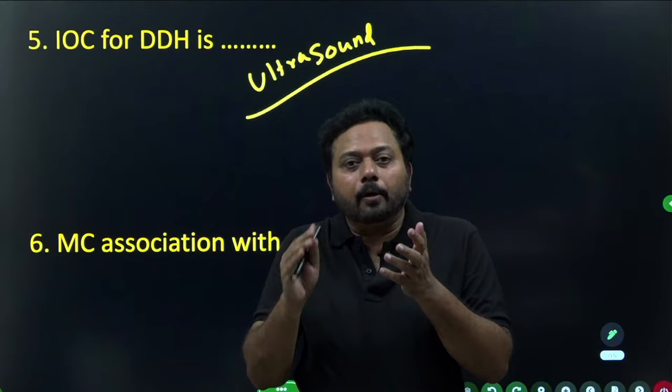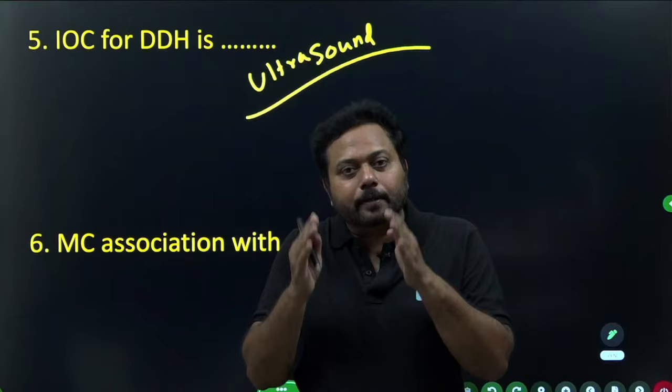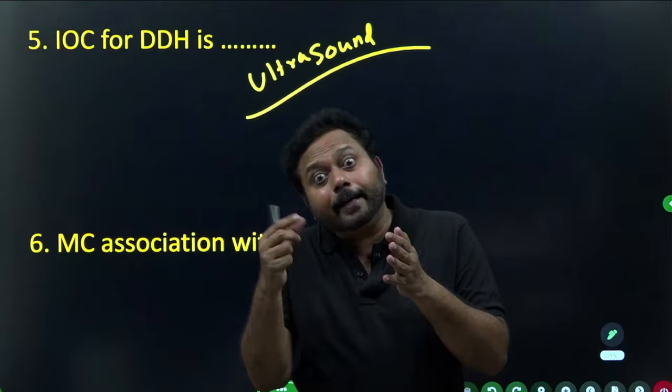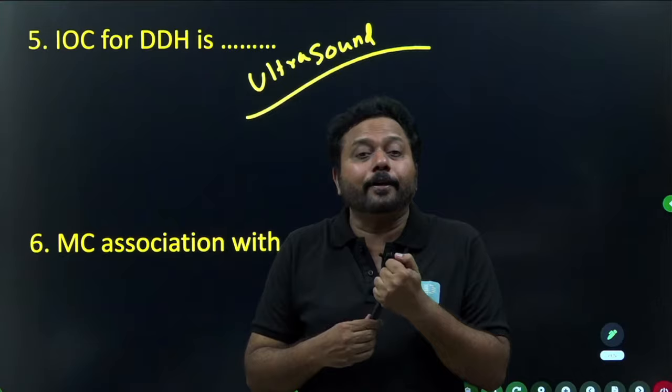Barlow's test: the baby at present is not having a dislocated hip, but you are suspecting a case of developmental dysplasia. So you are trying to dislocate a dislocatable hip. That is Barlow's test. That is a provocative test, so mostly they will advise you not to do it. Ortolani is a good thing.